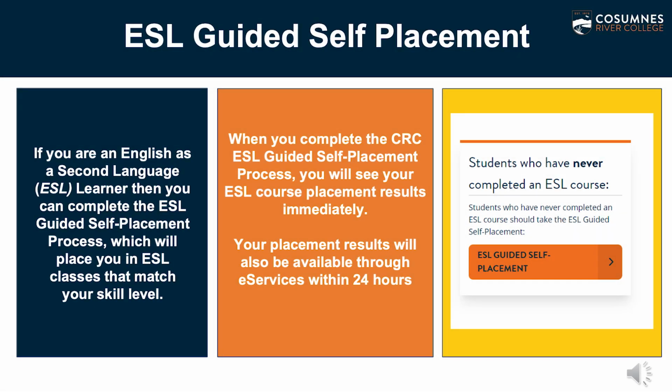If you are an English as a Second Language or ESL learner, then you can complete the ESL guided self-placement process, which will place you in ESL courses that match your skill level. When you complete the CRC ESL guided self-placement process, you will see your ESL course placement results immediately. Your placement results will also be available through eServices within 24 hours. This guided self-placement is located on our placement page on our website.